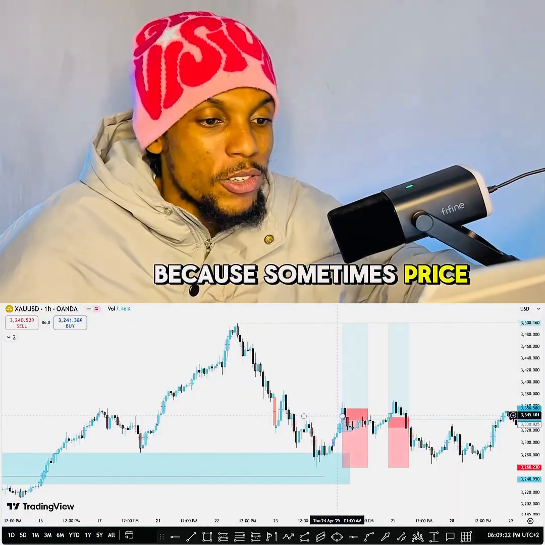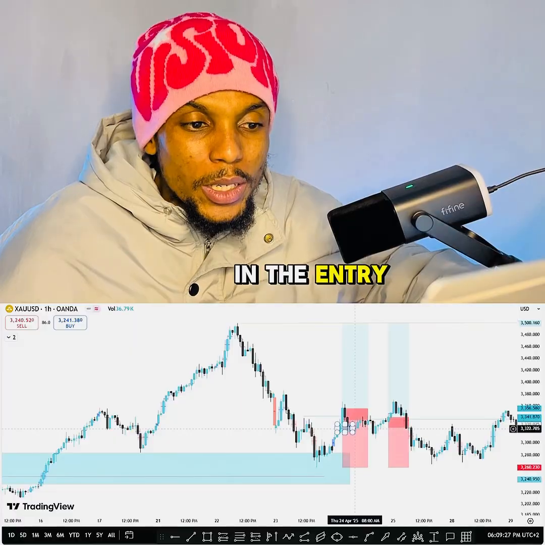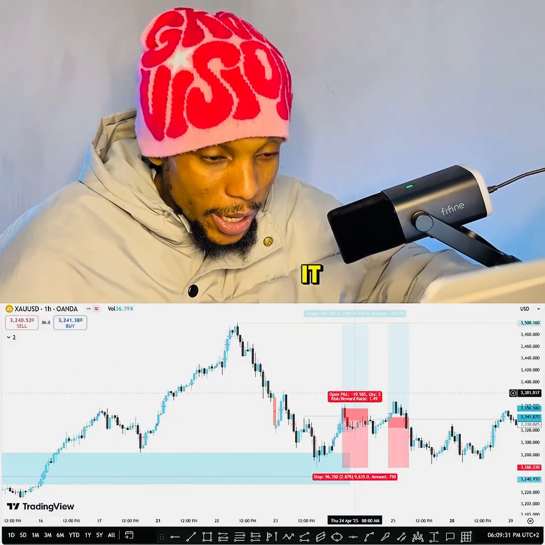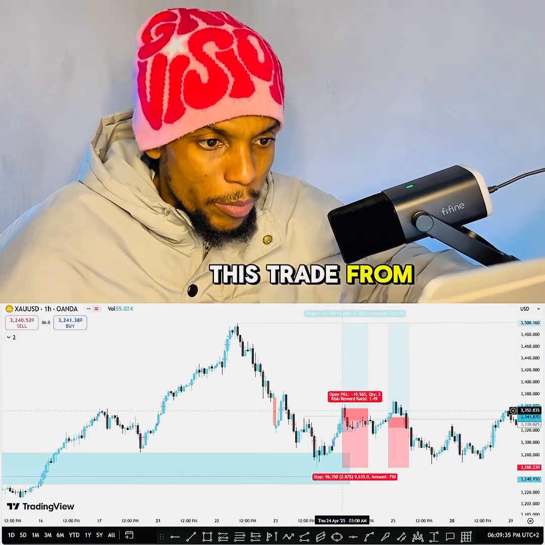Because sometimes price doesn't actually pull back into the fair value gap that was formed in the entry time frame. Sometimes it continues moving because of how volatile gold is. So I entered this trade from here.